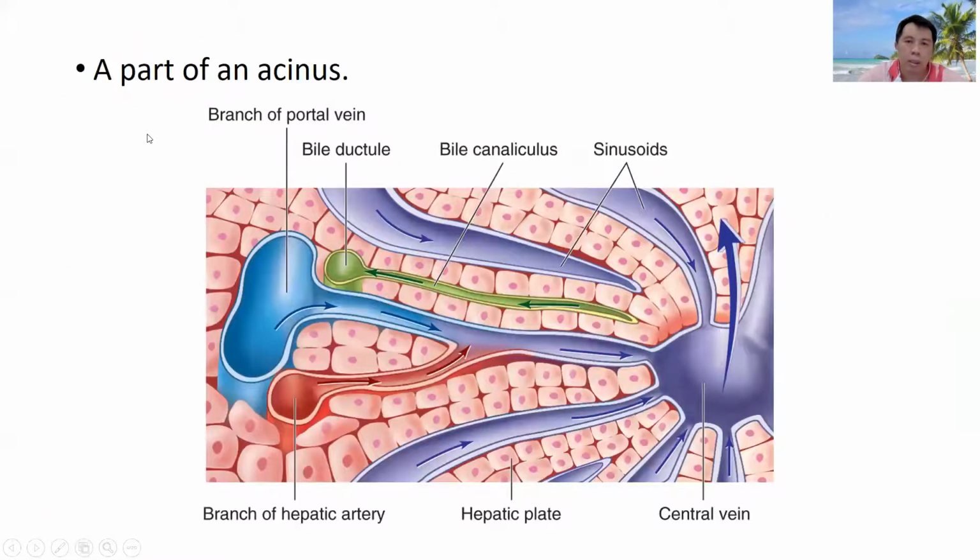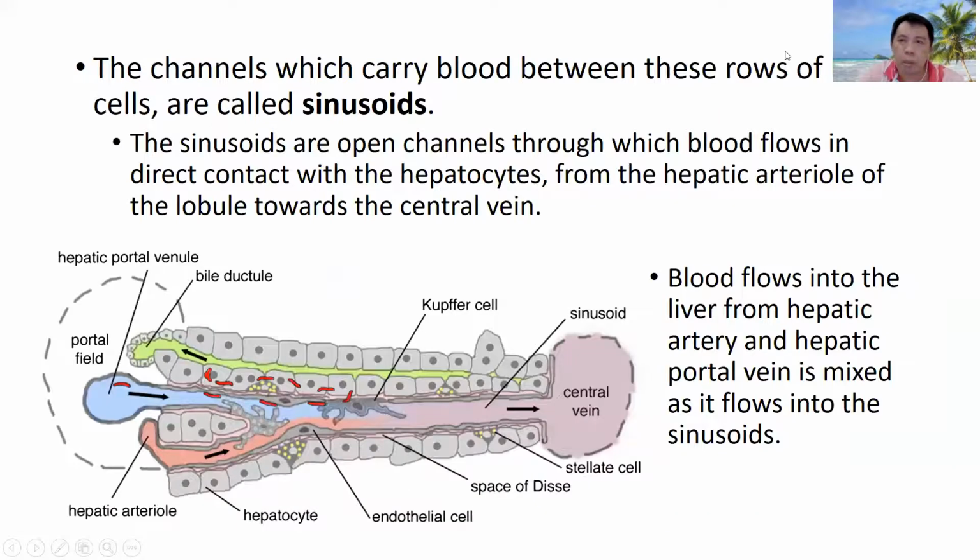Normally when we study, we just show a part of an acinus. So the part of the acinus that's showing here is from a central vein to a branch of the hepatic portal vein, the hepatic artery and the bile duct, at the other end. From this structure, you can see the channels which carry blood between these rows of the liver cells are called sinusoids, as we discussed just now.